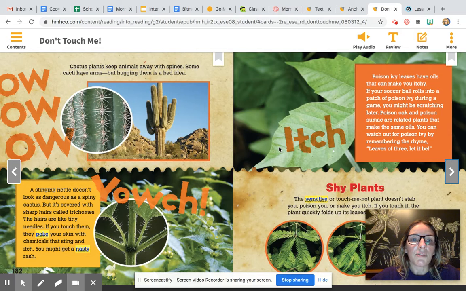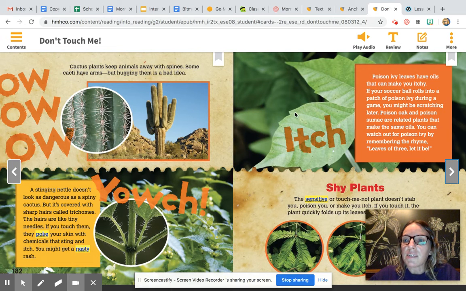Cactus plants keep animals away with spines. Some cacti have arms, but hugging them is a bad idea. A stinging nettle doesn't look as dangerous as a spiny cactus, but it's covered with sharp hairs called trichomes. The hairs are like tiny needles. If you touch them, they poke your skin with chemicals that sting and itch. You might get a nasty rash. So if you get a rash from touching one of those, that's a cause and effect. You have a rash because you touched the prickly thorns.